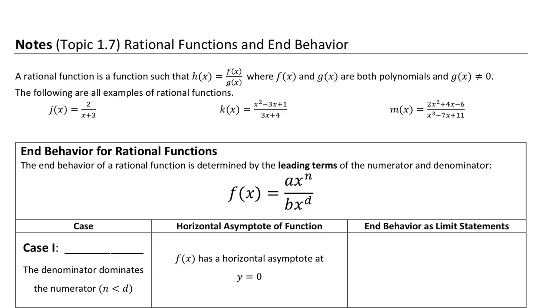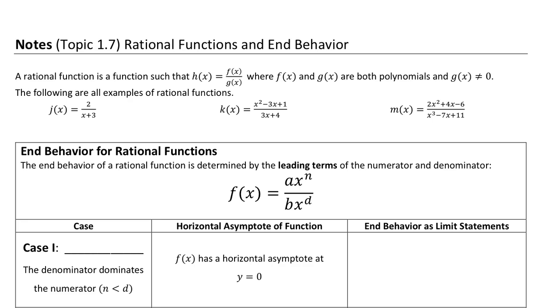It is also very important that we notice that the g of x function cannot equal 0. G of x is the one that's on the denominator. So we're going to have restrictions on the domain, or restrictions on the input values we can use for these functions, which we will discuss later on.